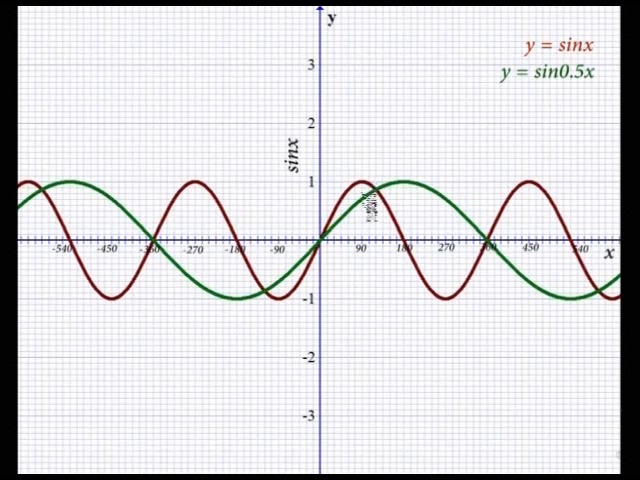Our peak here, which was at 90, now is occurring at 180 after we divide by 0.5. This intercept is at 180 degrees. It's now intercepting at 360 degrees. And again, that's because we take these values and divide by the coefficient of x.